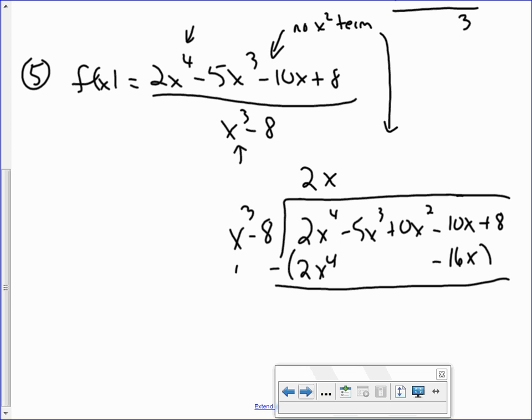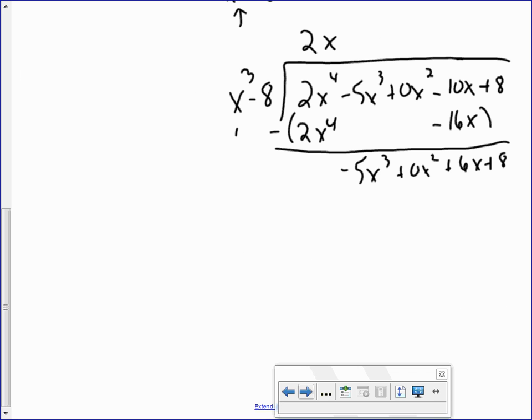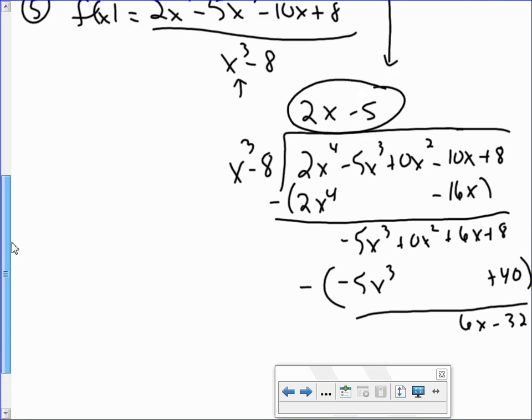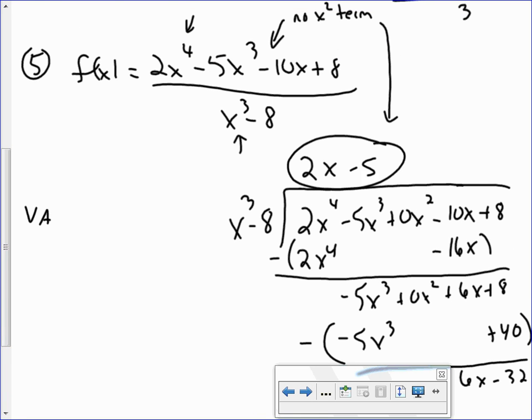sorry, mistake, I'm not done. I need to bring out -5x cubed, the 0x squared, 6x, and I'm going to go ahead and bring down 8 as well. All right, and then I'm going to have a -5 here, and that's going to give me 5x cubed and 40 over here. I'll line things up so that they make sense. And you can bring anything down that's left over, 6x minus 32. And now I'm done because I can't take x cubed and put it into 6x. And here is your slant asymptote. So for this problem right here, we have a vertical asymptote where x cubed minus 8 equals 0.